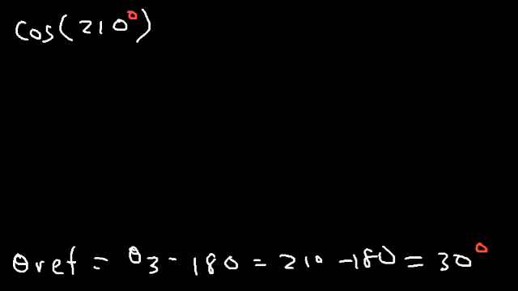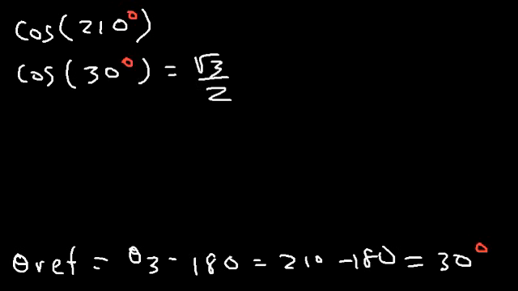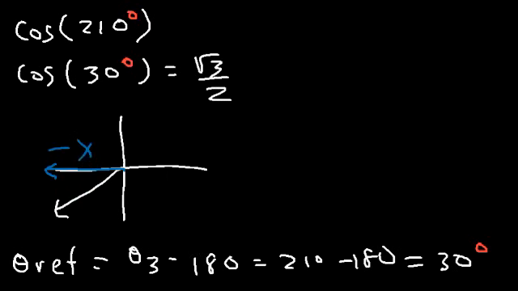So now let's evaluate cosine 30 based on the 30, 60, 90 triangle. And earlier we said that cosine 30 is root 3 divided by 2. Now what about cosine 210? So 210 is in quadrant 3, and cosine is associated with the x value. X is negative on the left side, which means that cosine 210 is negative root 3 over 2.